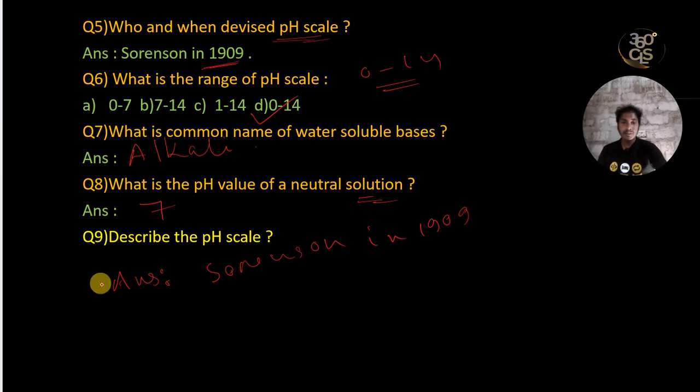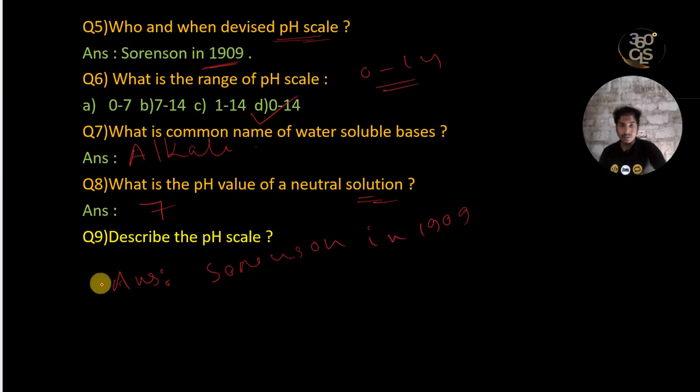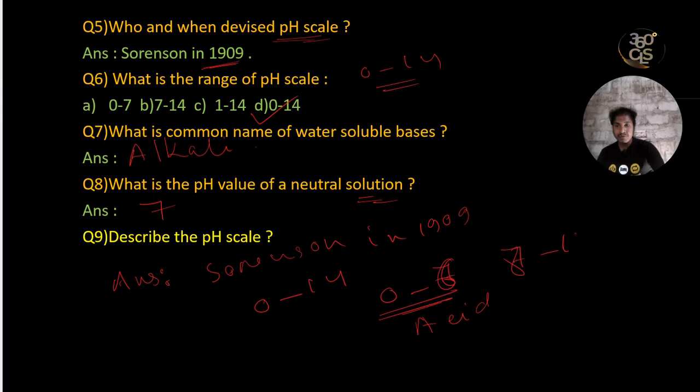Okay, and then the next problem. Let me say something about the pH scale. The range of the pH scale is 0 to 14. From 0 to 7, or even 6, that is 0 to 6, all these are acids. And from 7 to 8, or you can say 8 to 14, all these are bases.